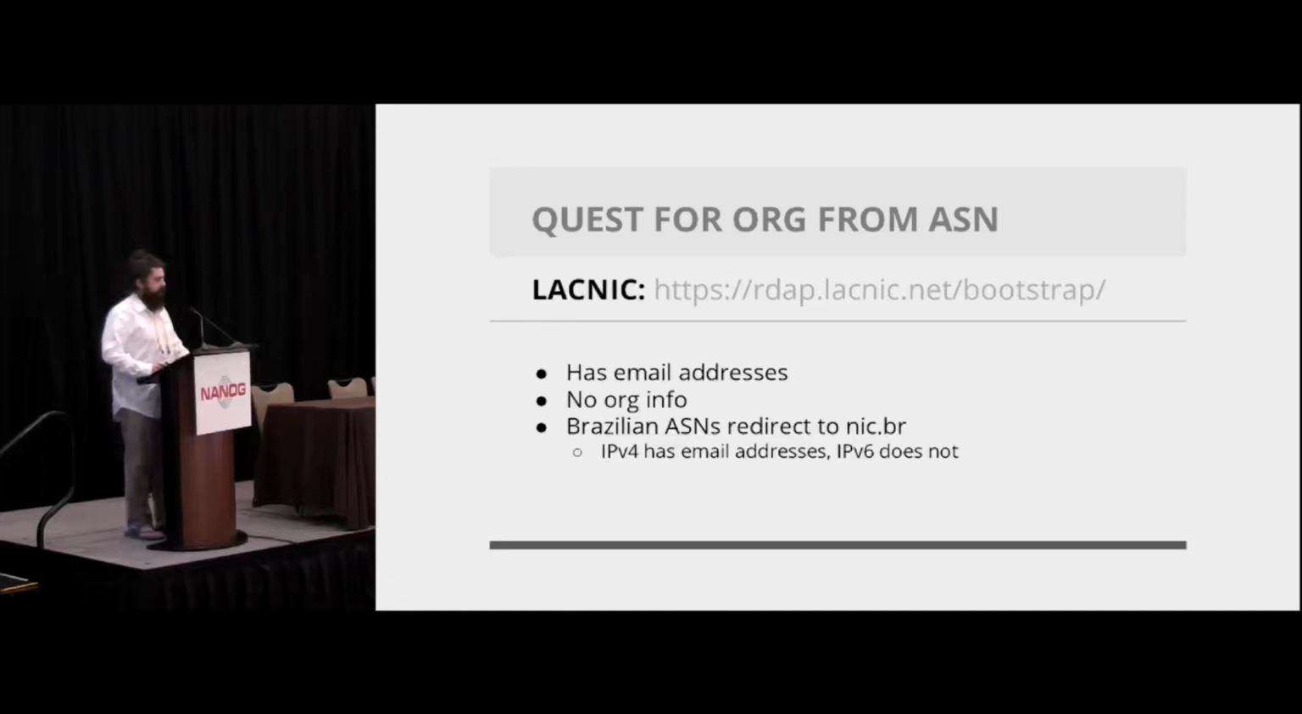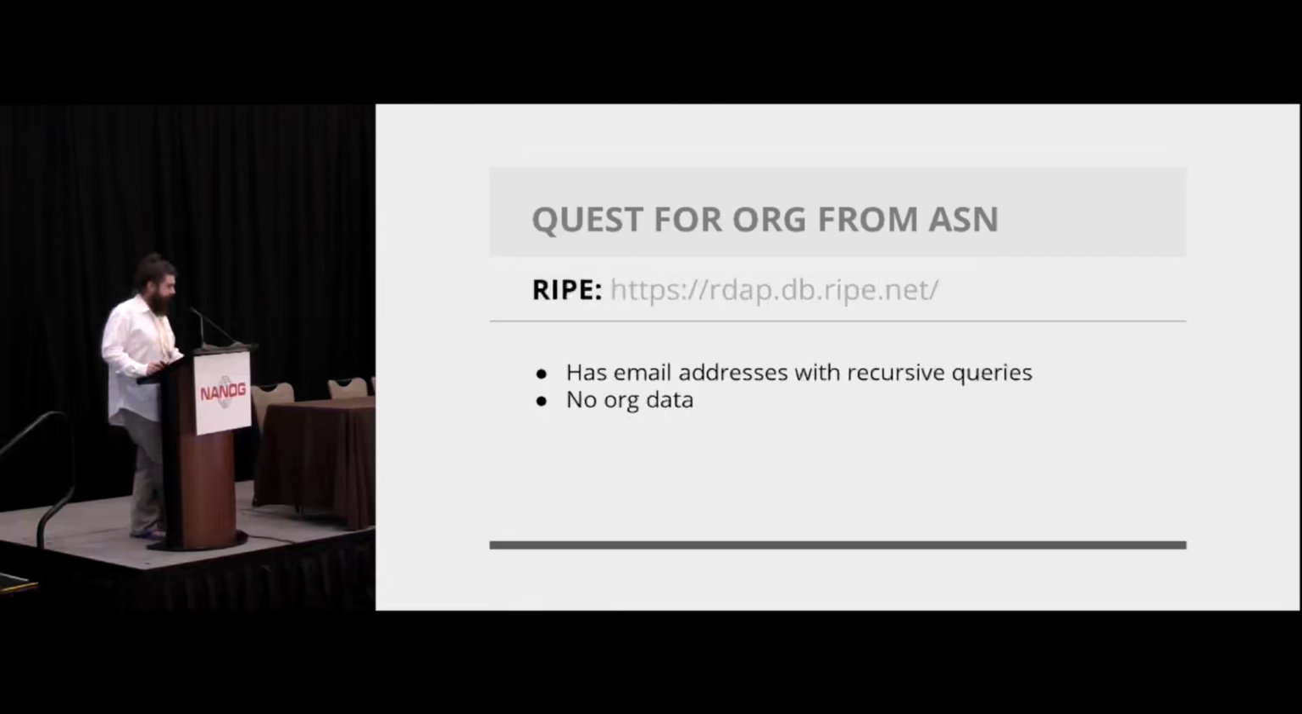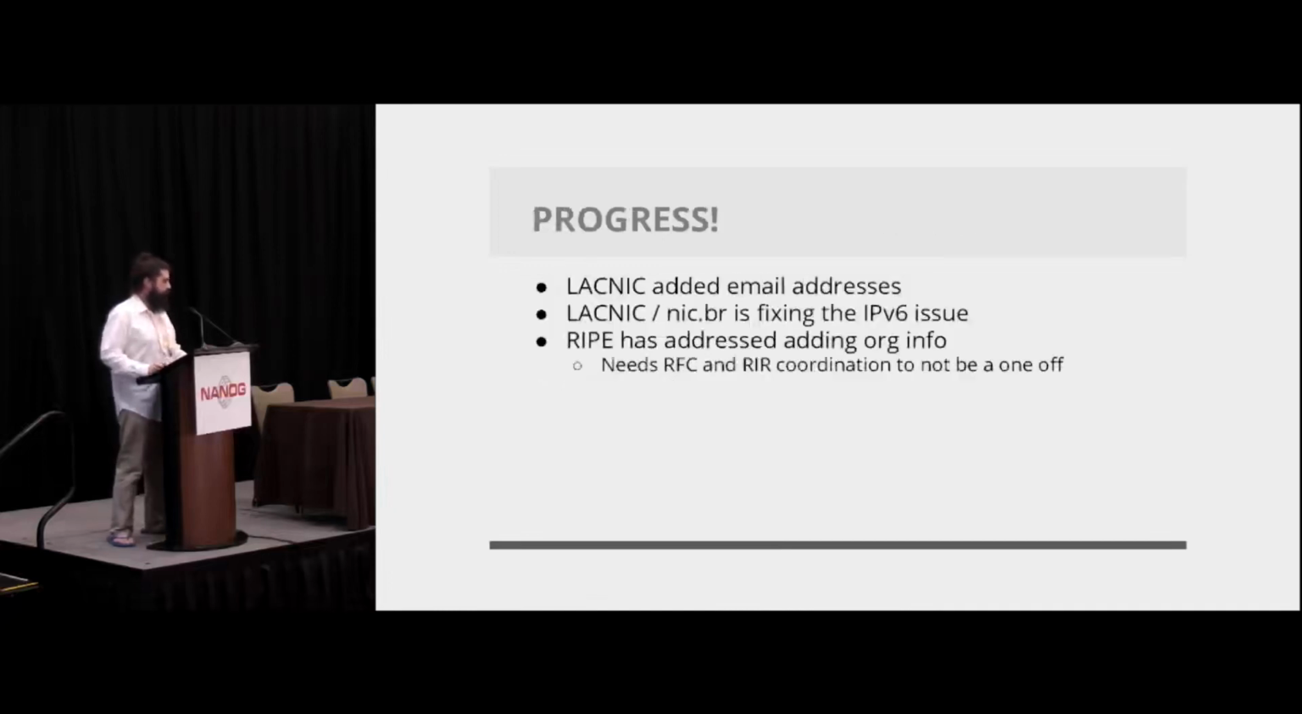So they have email addresses. They have no org info. And they evidently have 2 different servers running v4 and v6, which took me a few minutes to figure out. So queries against v4 work correctly, queries against v6 do not, which they are going to change. And then RIPE. RIPE has email addresses. They require recursive queries, so they give me a list of handles, and then you have to query again if you want information on the handles. And they have no organization data.